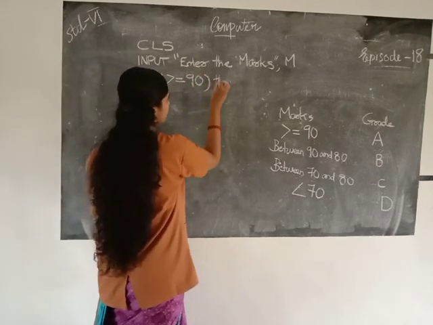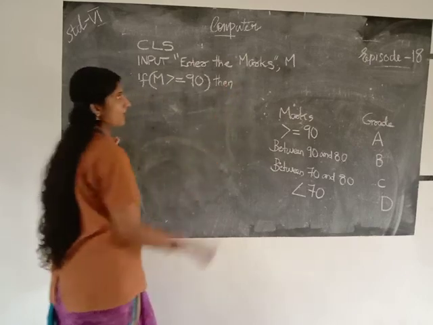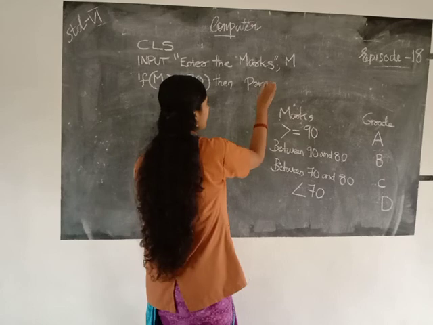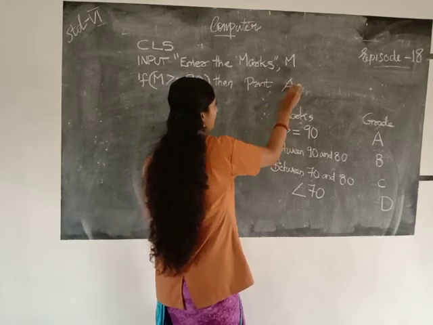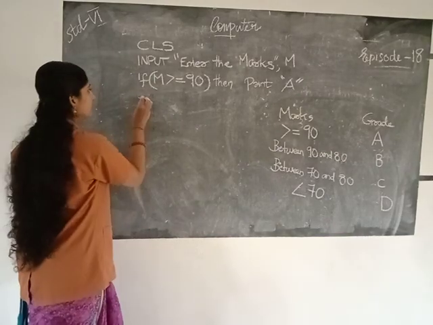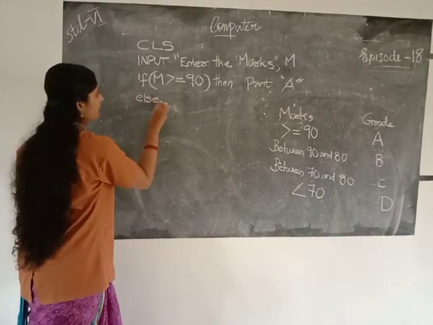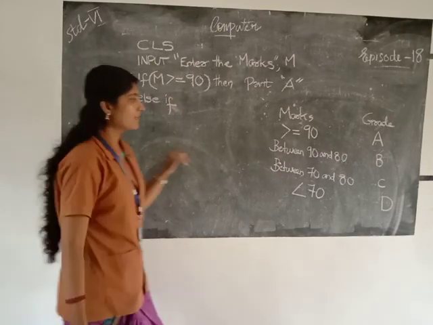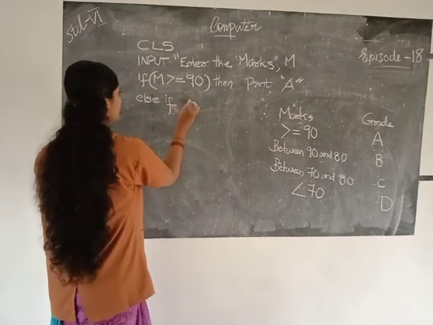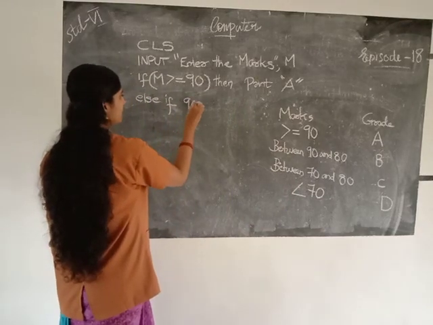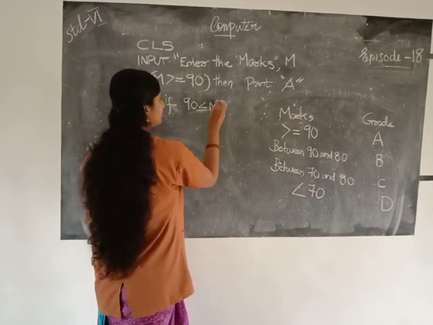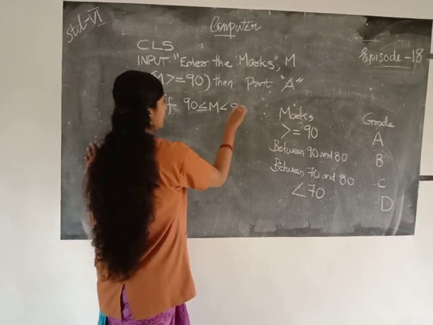then print A. Print statement A. Okay. Then ELSE IF, second condition, between 90 and 80. So 90 less than or equal to M less than 80.